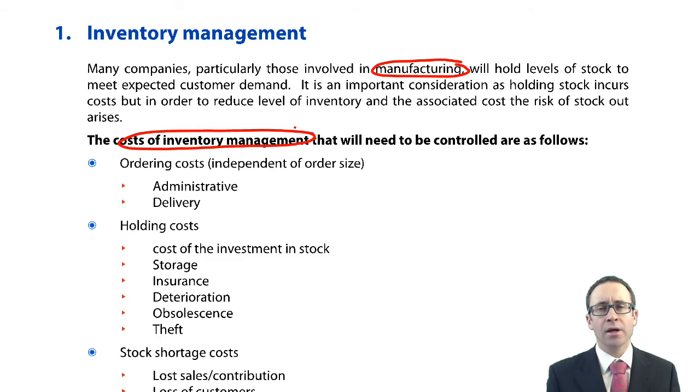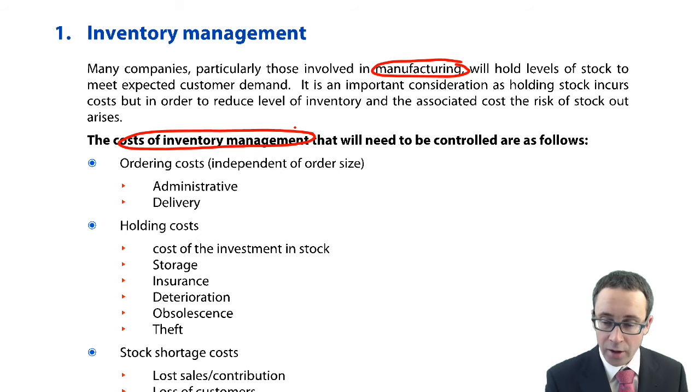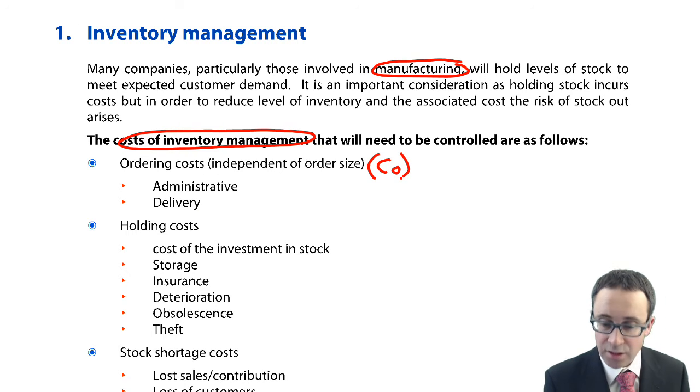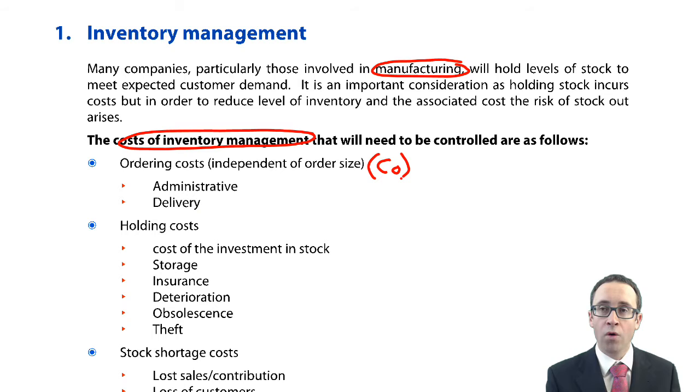So within the notes here there are 4 considerations when we look at the cost of our inventory management. The first one is our ordering costs, sometimes referred to as C suffix O. The cost of ordering a batch of goods. It's independent of the size of the order. We'll look at bulk discounts later on, but the key bit to consider now is that the order cost is exactly the same regardless of the size of the order.